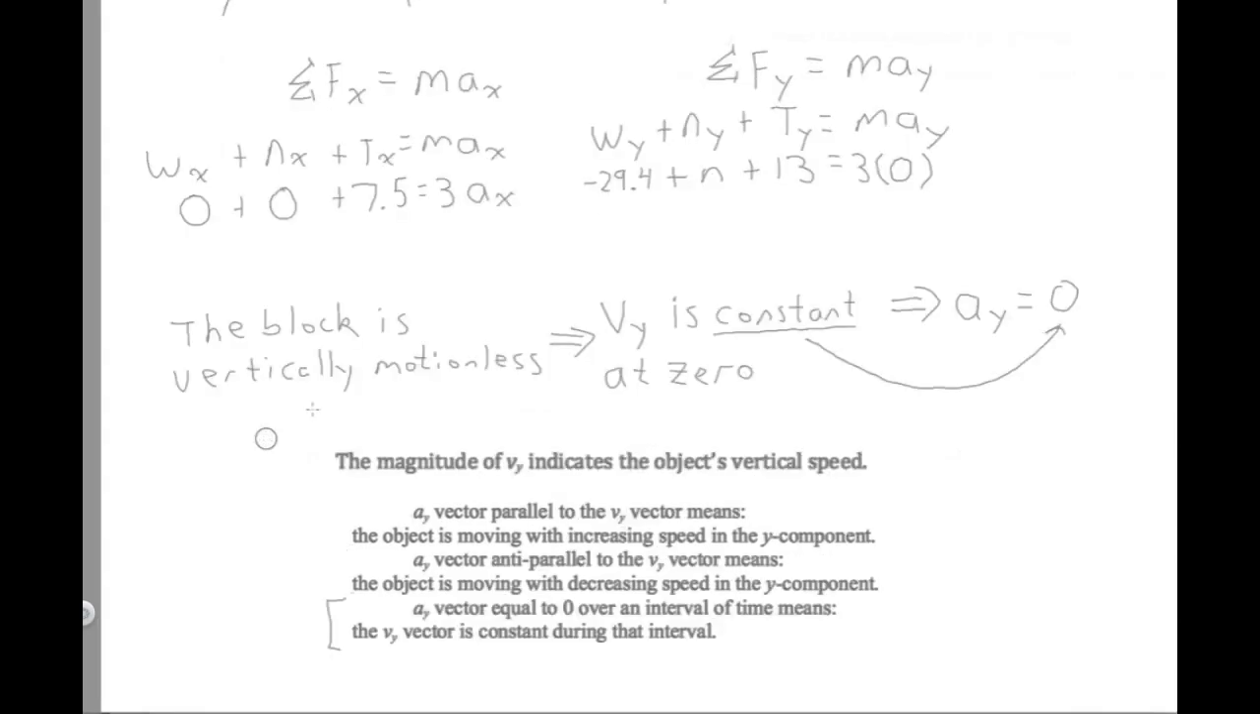So we really can plug in 0 for a sub y. Notice that it would definitely be wrong to plug in 0 for a sub x. The object is not motionless in the x component, and there's no reason to think that the object is moving with constant speed in the x component, so there's no reason to think that a sub x is 0. Be careful to think about the two components of the acceleration separately. Our analysis for a sub y was completely different than our analysis for a sub x.